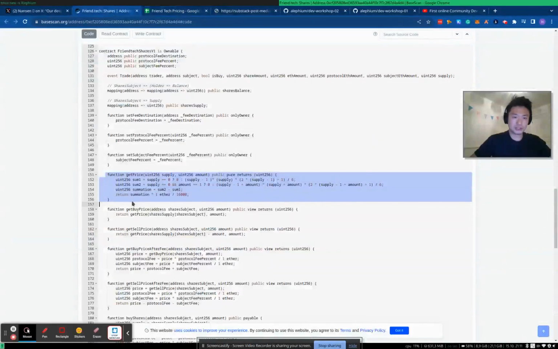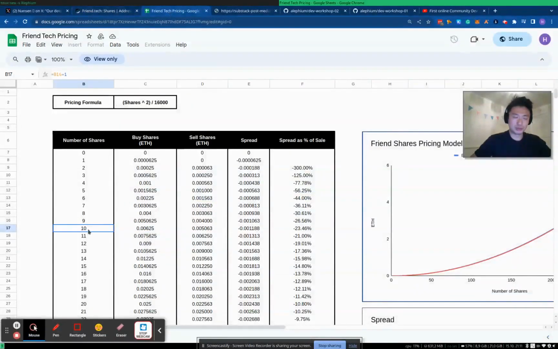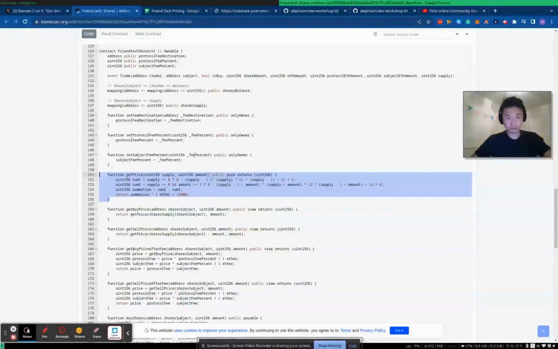You don't have to look into this to understand all of it, but you just need to know that it calculates the total price based on how many outstanding shares you have right now and how many you want to buy. So in the case of 16 outstanding shares, and you want to buy 5, it basically adds up these 5 prices together. Yeah, that's all you need to know.